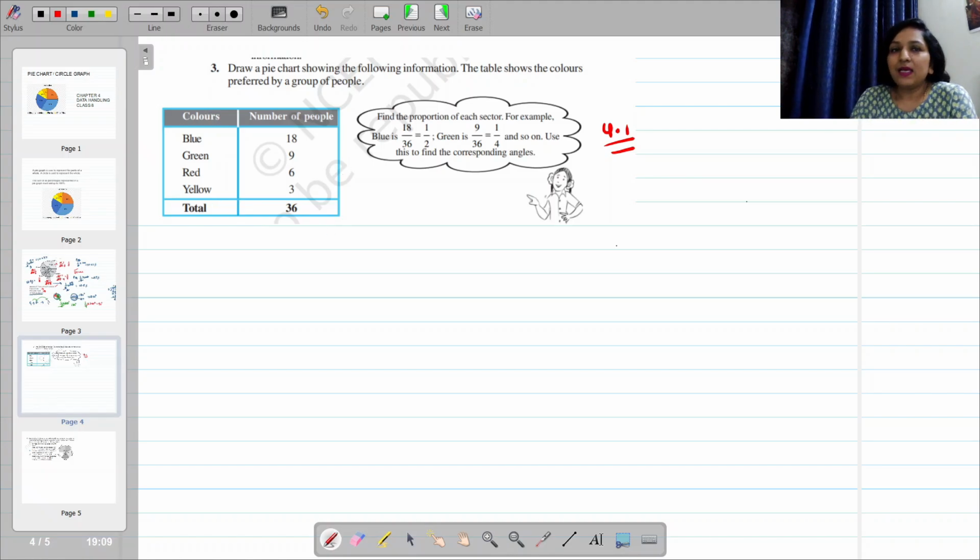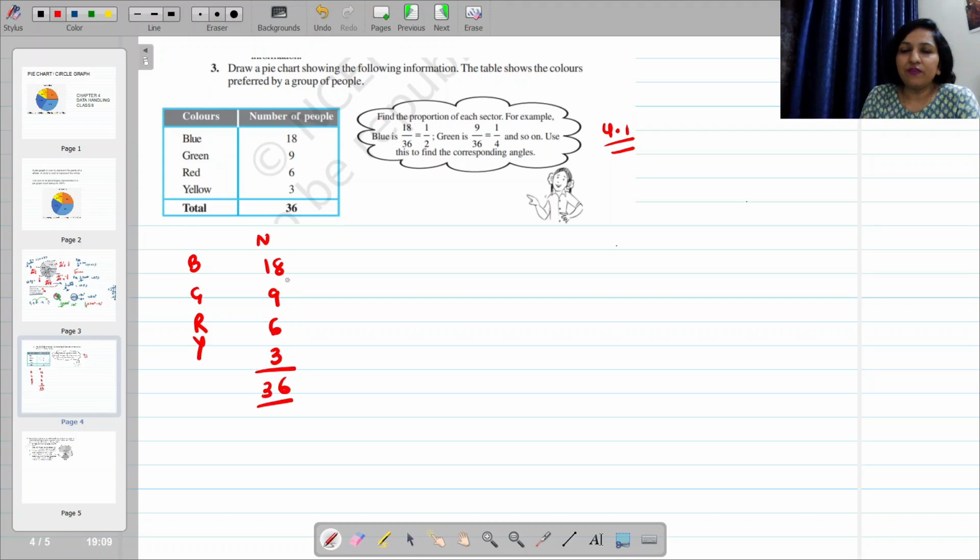So what did I tell? Step number 1 is you have to create a fraction from the given information, right? Let us make this table. Blue, green, red and yellow. Total 4 colors are there. How many people like blue? 18. Green is 9. Red is 6. Yellow is 3. And the total number of people is 36. This information is given. Step number 1, you have to create a fraction. After fraction, we will create the degree or the central angle. Only this much is required and we'll be able to make a circle graph.